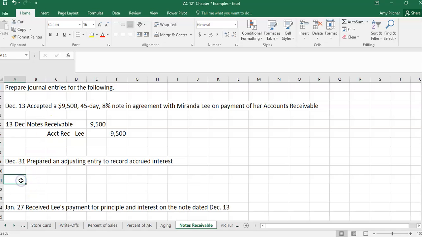On December 31st, we need to prepare an end of the year adjusting entry to record accrued interest from December 13th to December 31. So we need to calculate how many days we had between December 13th and December 31. So the days on the calendar are 18 days. We would record interest receivable and interest revenue.